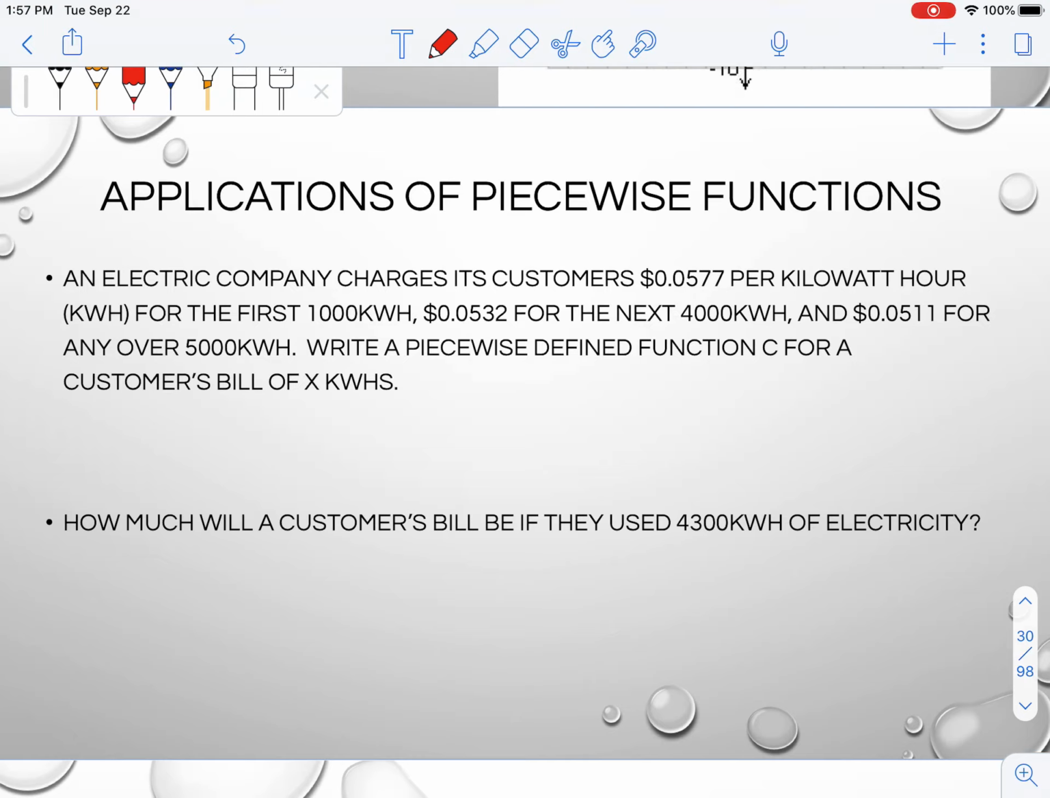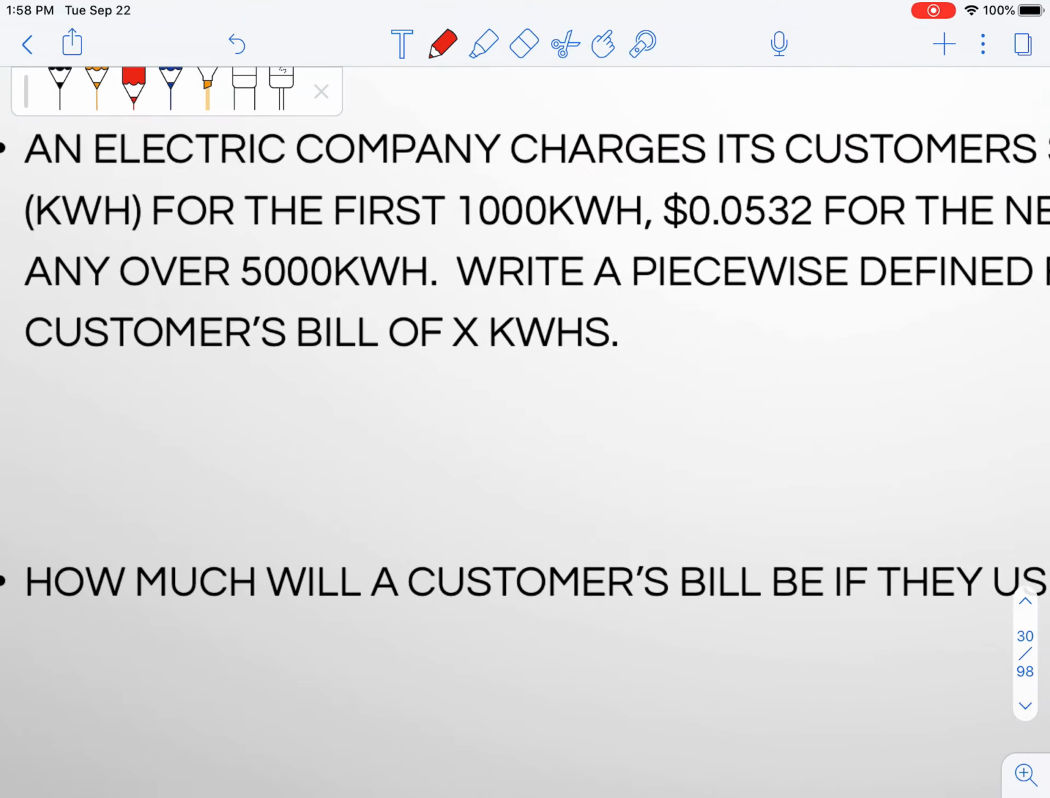So an electric company is charging customers $0.0577 per kilowatt hour for the first 1,000 kilowatt hours. They're charging $0.0532 per kilowatt hour for the next 4,000 kilowatt hours, and $0.0511 for anything over 5,000 kilowatt hours. So I want to write a piecewise defined function, C of X, for the cost of X kilowatt hours. Kilowatt hours in terms of electricity is comparable to the number of gallons of water you use on a water bill. Okay, so it's an amount of electricity.